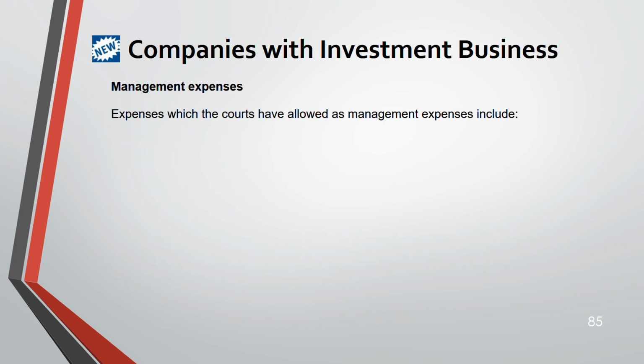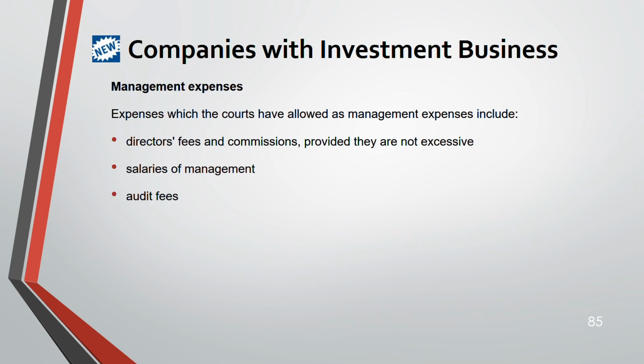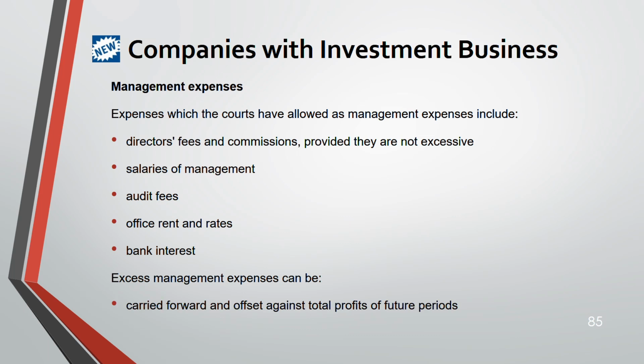So these are the expenses which could be allowed as management expenses: directors' fees and commissions, provided they are not excessive, salaries of management, audit fees, office rent and rates, bank interest. Excess management expenses can be carried forward and offset against total profit of future periods, and group relief if part of a 75% group. Now let us do one final question before we summarize this lecture.